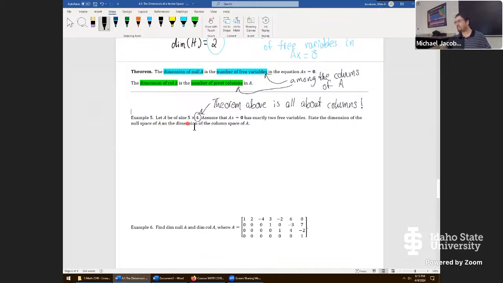It says A is of size 5 by 4. AX equals 0 has exactly 2 free variables. So I want to go for blue on that. I'll just hit it with this. So we want to state the dimension of the null space, the dimension of the column space. But the moment they say that, they gave us half the answer. We can say the dimension of the null space of the matrix A is 2 because of the 2 free variables. So that's kind of nice. Now we want the dimension of the column space of A.